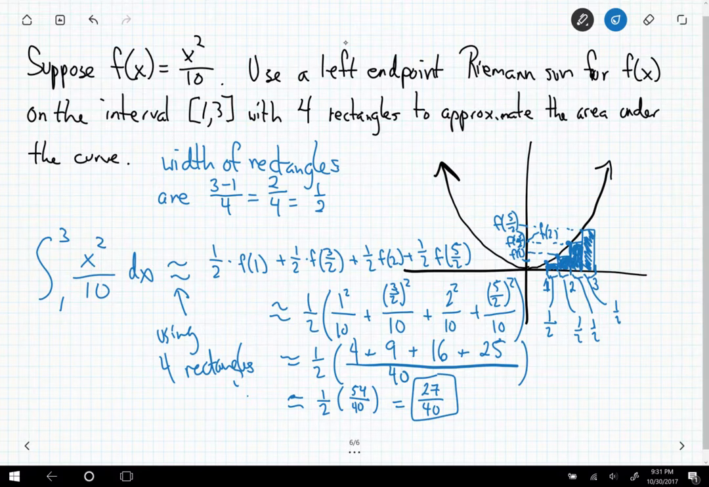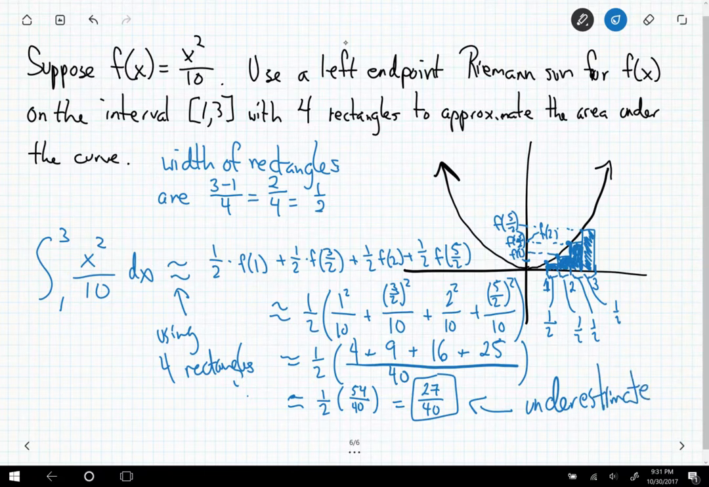Could we do 6 rectangles? Yeah, then each of your widths would be essentially 1/3. You could use 8 rectangles, and each of your widths would be 1/4. You could use 10 rectangles, and each of your width of your rectangles is 1/5, and so on and so forth. So at the end of the day, though, look, we had gaps. So the thing that's the problem is that this is an underestimate.